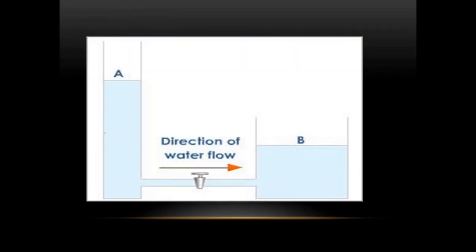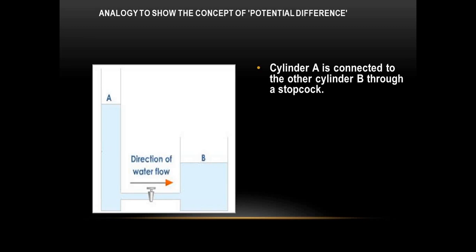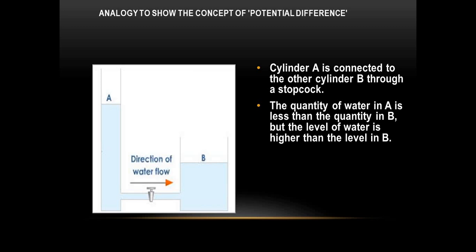So let's see an analogy of electric potential difference. Here we have two cylinders, A and B, of different radii. Their radii are different, and the water they contain is also different. The water level in A is higher than the water level in B, but the amount of water present in A is less than the amount present in B. Cylinder A is connected to cylinder B through a stopcock. The quantity of water in A is less than in B, but the level of water is higher in A than in B.